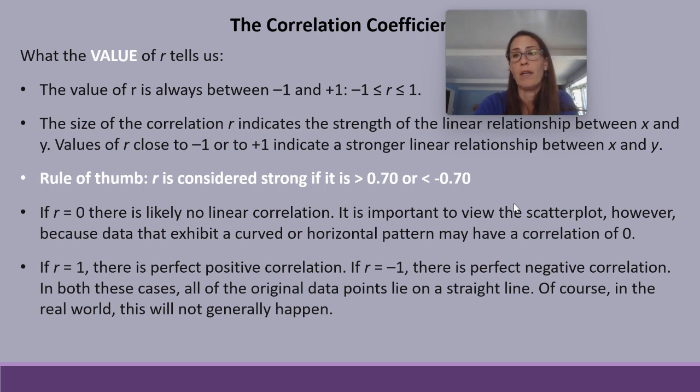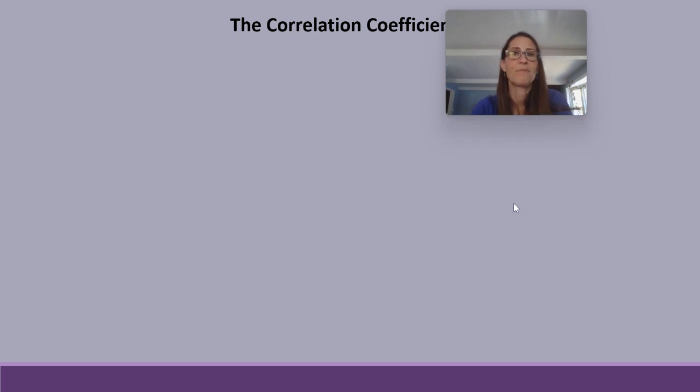If R equals 1, then we have perfect positive correlation. If R equals -1, we have perfect negative correlation. In both of these cases, all of the original data points lie on a straight line. In the real world, this doesn't really ever happen, but in theory it could.